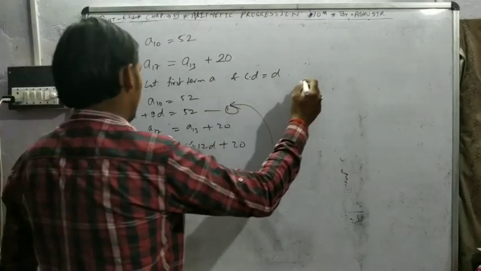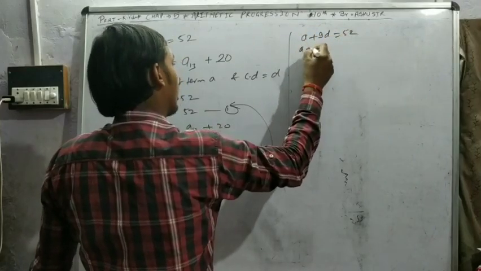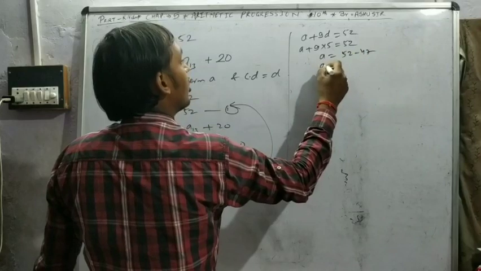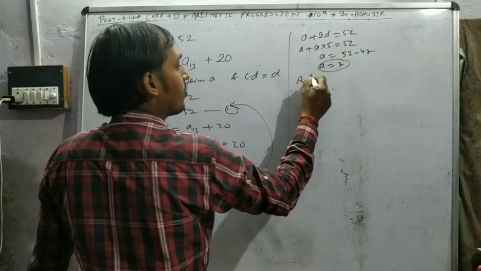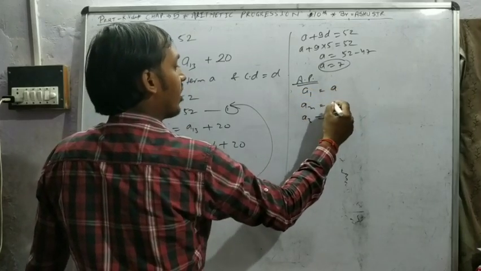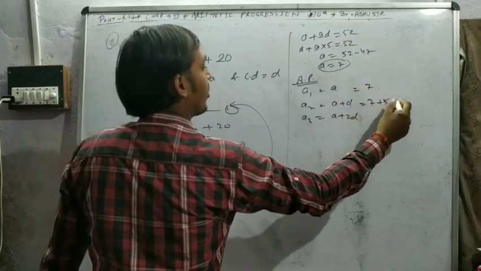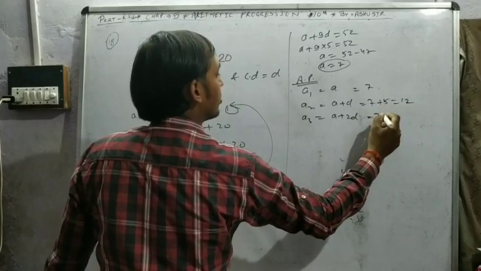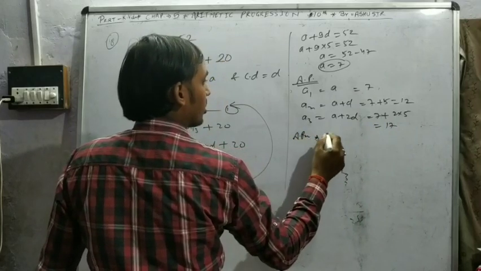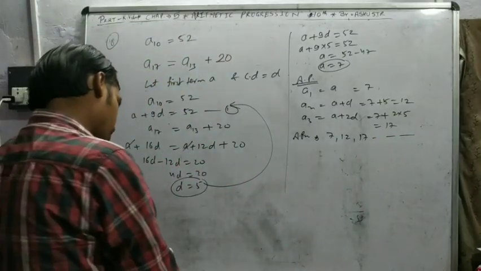Put this value into the first equation. A plus 9D equal to 52. A plus 9 into 5 equal to 52. A is equal to 52 minus 45. A is equal to 7. We want to find the AP, so at least find 3 terms. 7, 7 plus 5, 12, 7 plus 2 into 5, 17. So the AP you get is 7, 12, 17, dash dash dash. Okay. So pause, and note down.